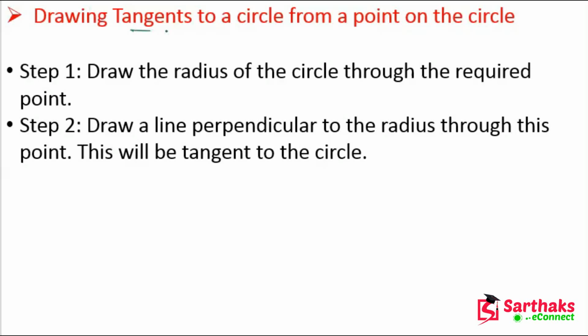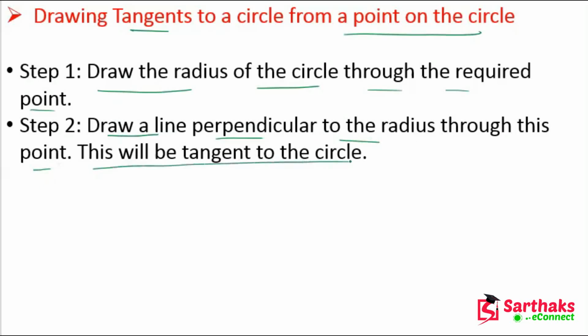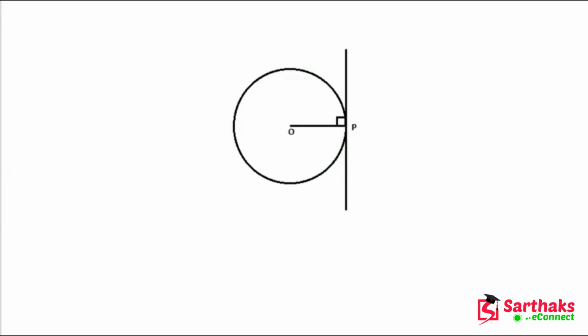We have to draw tangents to a circle from a point which is on the circle. For this, first of all, draw the radius of the circle through the required point. Now draw a perpendicular line to the radius through this point. This will be the tangent to the circle, like this.